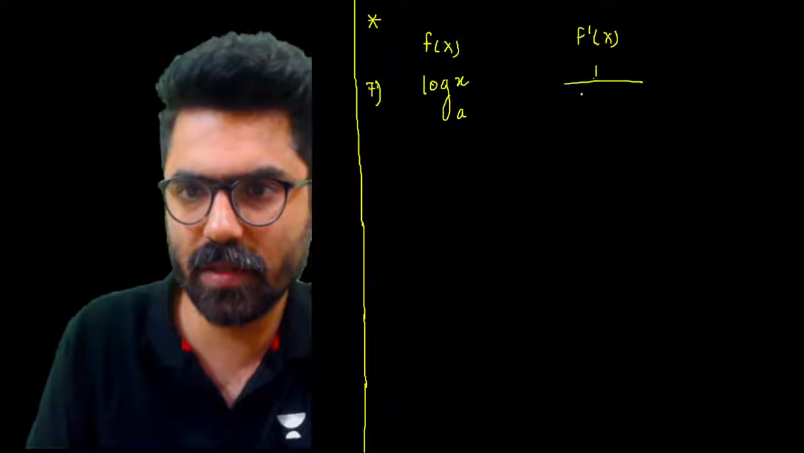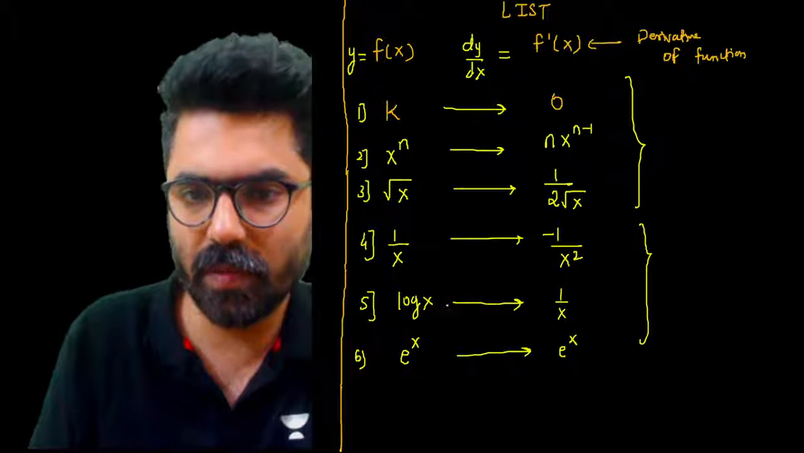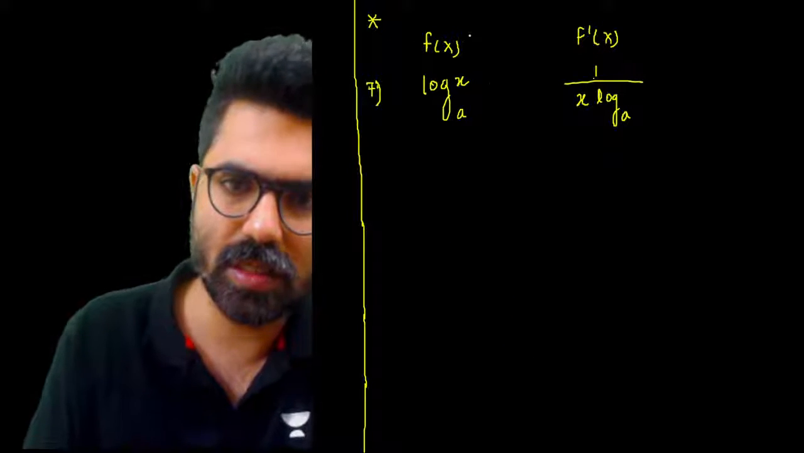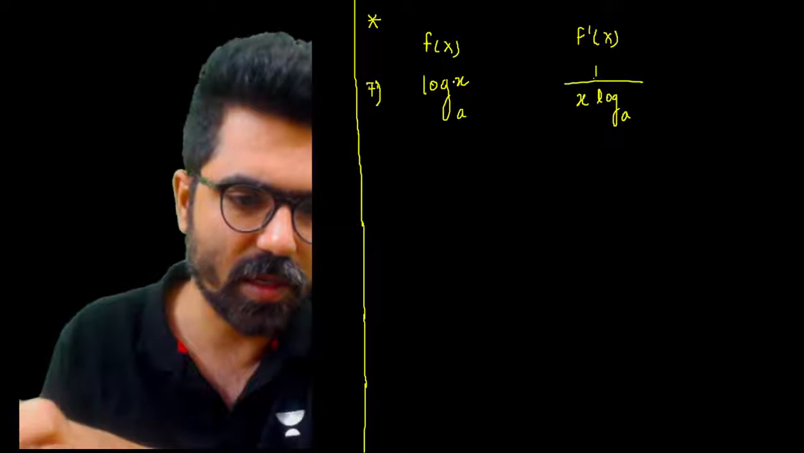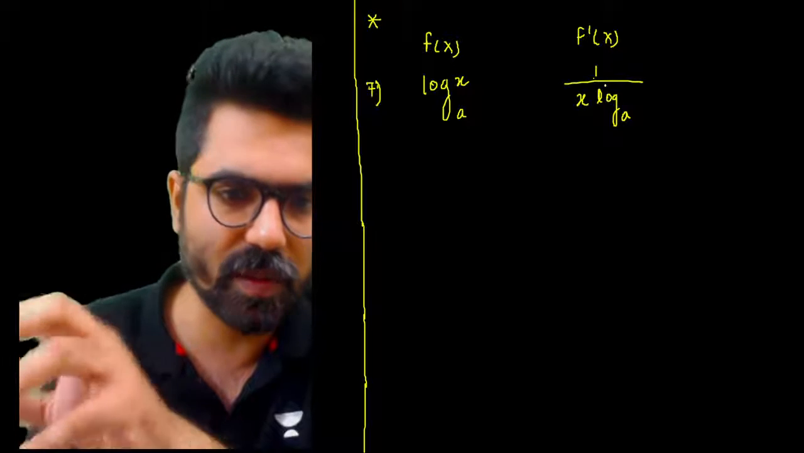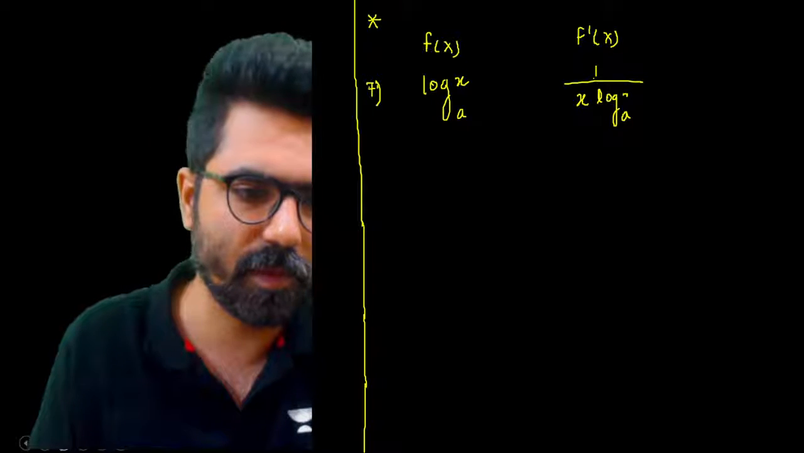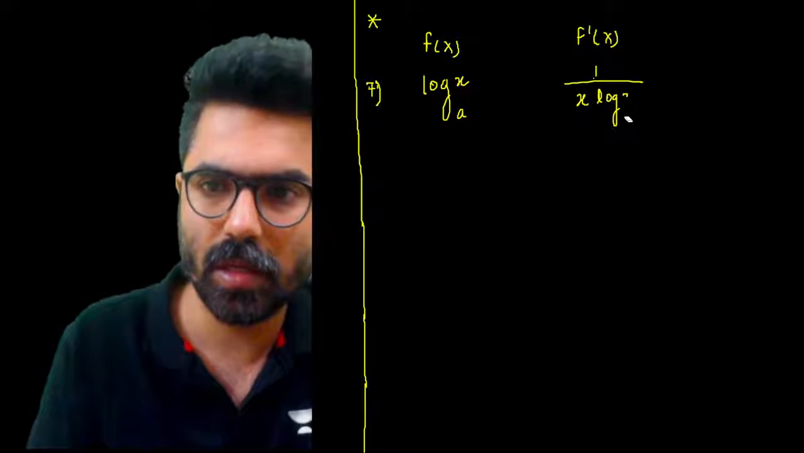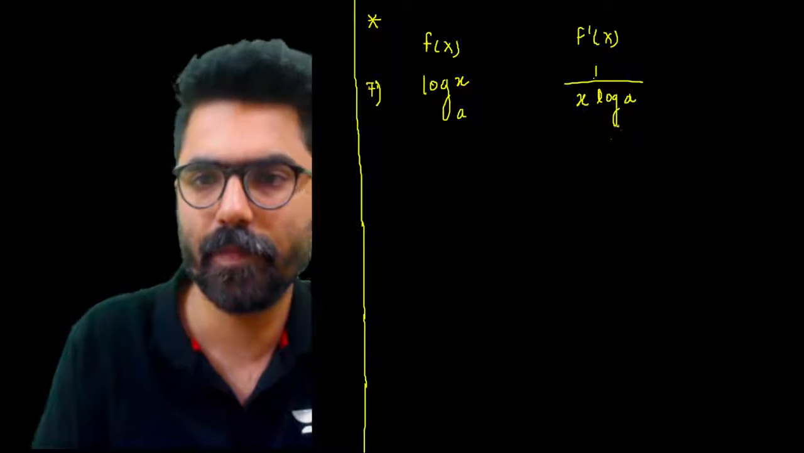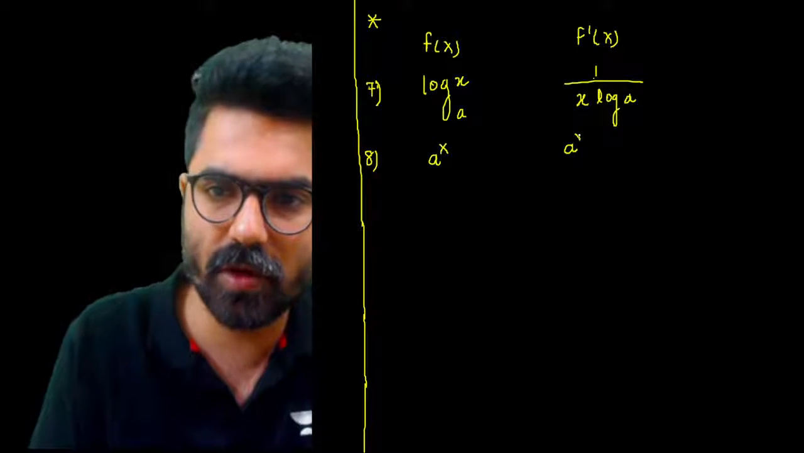So the derivative of log x is 1 by x, where the base is the natural number e. But if the base is changed, in a similar way, if you write log x to the base a, then the derivative is 1 by x log a. Here the base is in the log. Similar to that, the 8th one: a power x. The derivative of this is a power x log a.